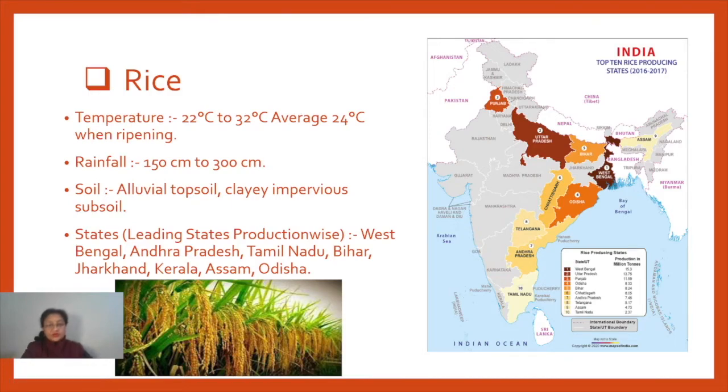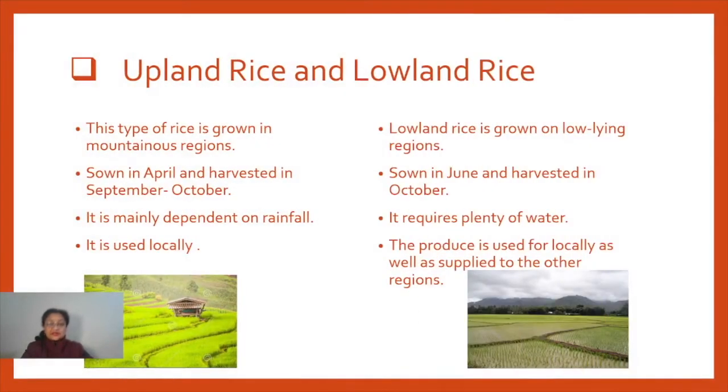Okay, now the next thing we need to discuss here is the two types of rice, which are generally known as upland rice and lowland rice. It's very clear if you have understood: upland means related to any highlands, and lowland means any low-lying area or the plain area. Yes, that's correct. Accordingly, upland rice is grown mostly in the mountainous regions.